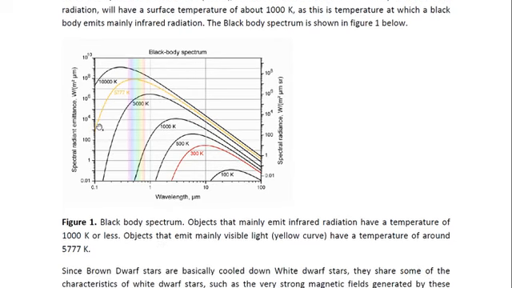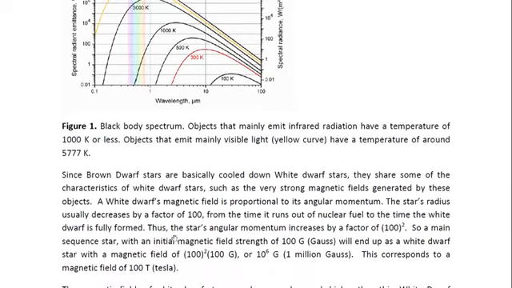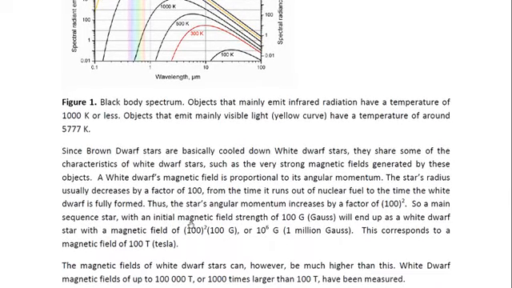The sun, we can see here, this is the temperature of the sun. So this is the curve for the sun, and most of its light, as you can see from the peak in the spectral radiance, is in the visible light range, and this is the surface temperature of the sun of 5,777 Kelvin. Now, since brown dwarf stars are basically cooled down white dwarf stars, they share some of the characteristics of white dwarf stars, such as the very strong magnetic fields generated by these objects.